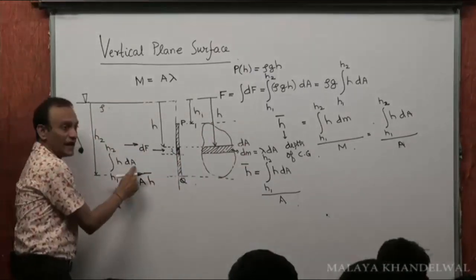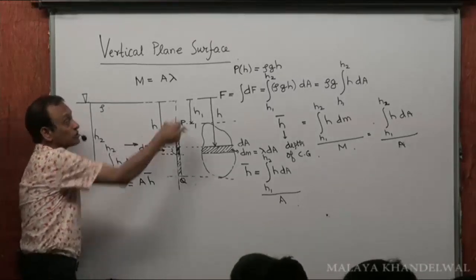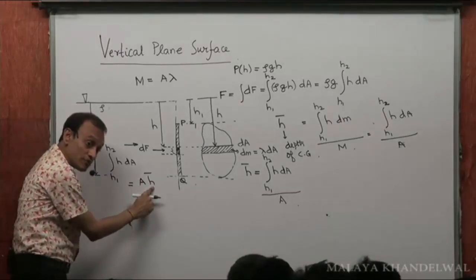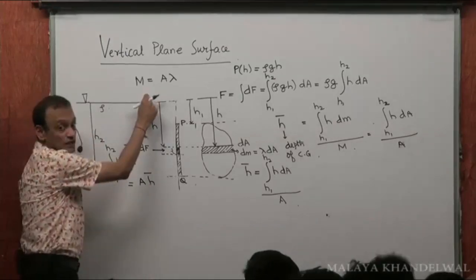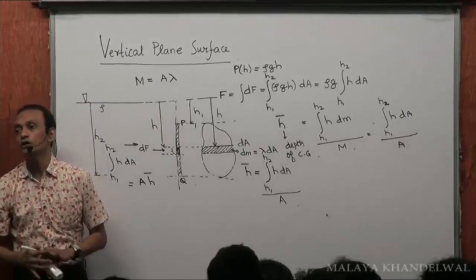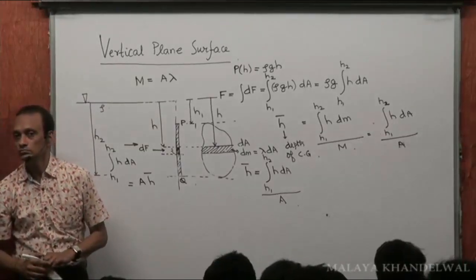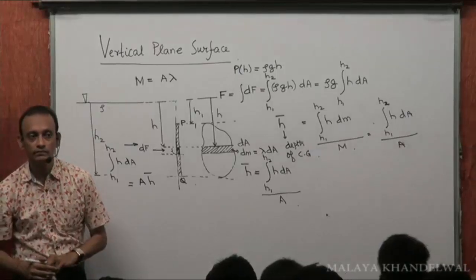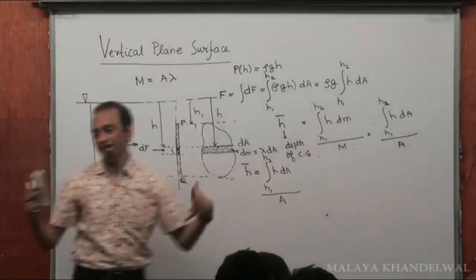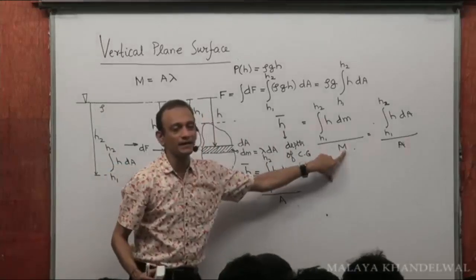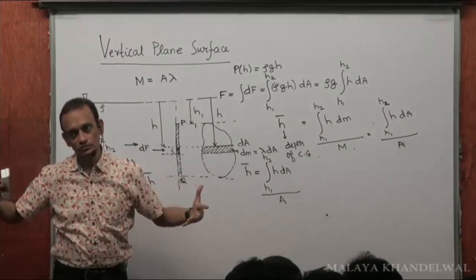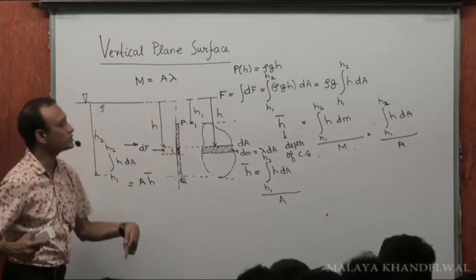Yes or no? So integral h dA, h running from h1 to h2, for this uniform thin lamina is going to be the depth of the center of mass or center of gravity from the free surface of the liquid into the total area A of this immersed or submerged surface. Yes or no? Do you register this? All that has happened is the masses have been replaced by the corresponding areas. dm will be the area element, and the total mass M will be replaced by the total area. Yes or no?